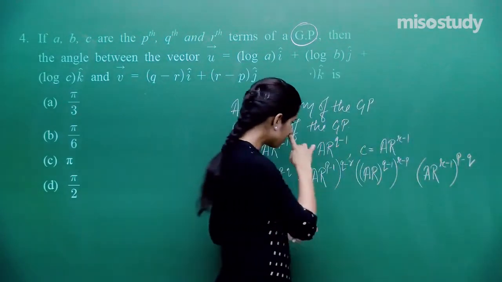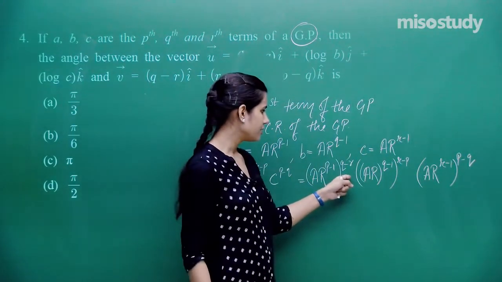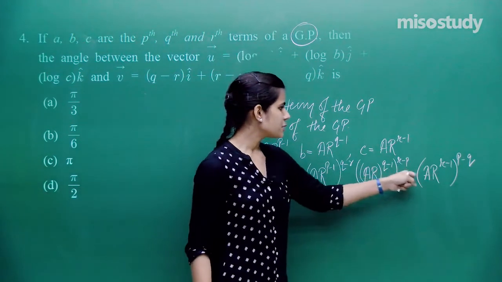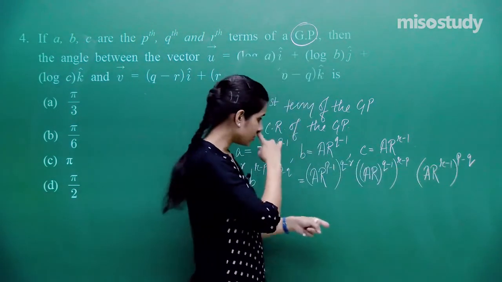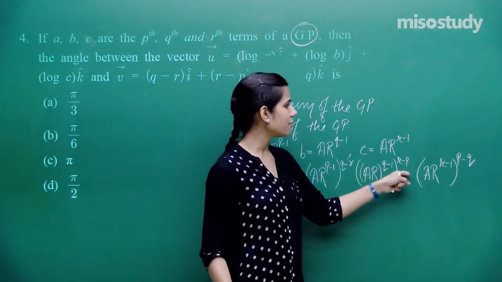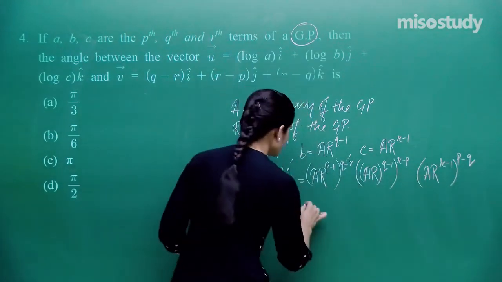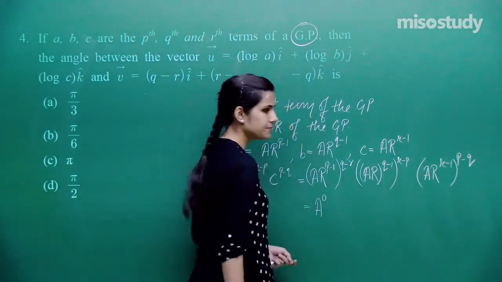When you open this up, you get a to the power q minus r into a to the power r minus p into a to the power p minus q. That gives you a to the power q minus r plus r minus p plus p minus q, which gives you a to the power 0.